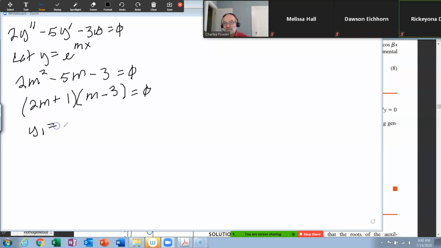y1 is equal to e to the, oh wait, I like to jump steps here, but I shouldn't do that. First time we do it anyway. We may skip steps later. Okay, let's go back and do it. This would give us m is equal to minus 1/2. Can I skip those steps? Are you okay with that? And this one gives us m is equal to 3. Tell me, are you okay with skipping those steps?